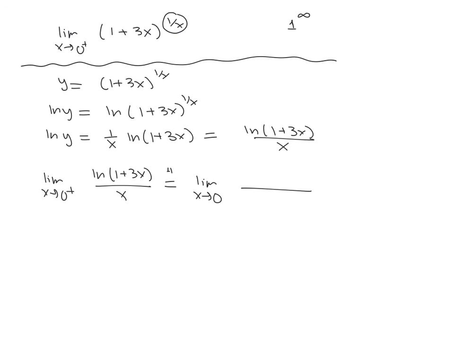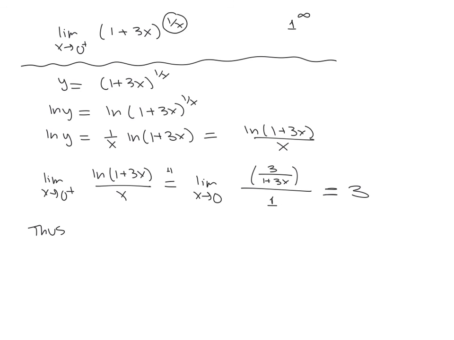Don't use the quotient rule. That's not the right thing to do. What's the derivative of the numerator? 3 over 1 plus 3x. Do you guys agree with that? 3 over 1 plus 3x? The 3 in the numerator came from the chain rule, right? What's the derivative of the x? 1. Okay, and now can you plug in 0? Yes, so that limit is just 3.